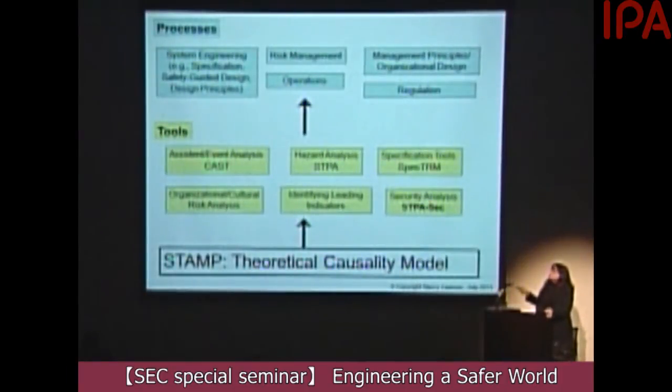For example, CAST is a tool to analyze the cause of accidents that have occurred. STPA is a hazard analysis technique I'll talk more about that takes a design or takes a system and identifies ways that an accident could occur in that system. There are specification tools because specifications are critical. We can do organizational and cultural risk analysis. We can identify leading indicators. And now we figured out how to apply this to security. So what I want to do is talk about a couple of these: one, STPA, a little bit about CAST, and a little bit about the security analysis.